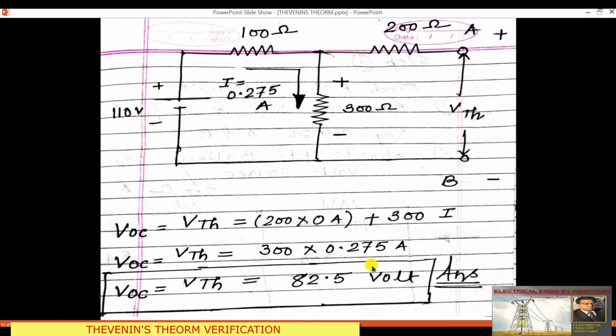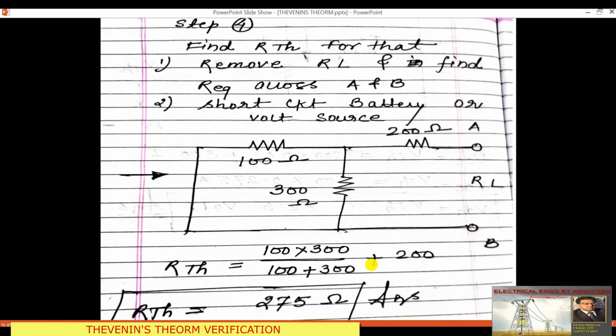Now, next step, find RTH. In the previous circuit, replace the voltage source by a short circuit and find RTH for that. Remove the load resistance, which we have already removed here. Short circuiting the voltage source means replacing it by its internal resistance, because this is an ideal voltage source. So we have replaced this voltage source by a short circuit.